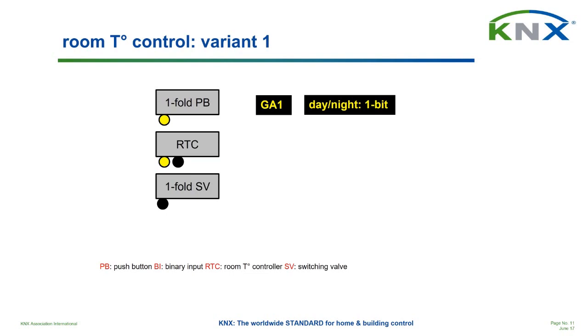This first link is definitely the link between the push button. There's a specific rocker that I used, and I linked that to an object of the RTC, and this link will allow me to control via this rocker the day or night mode of the heating system, or the room temperature control system. Of course, it could also be used for cooling. So that is the first link that I need.